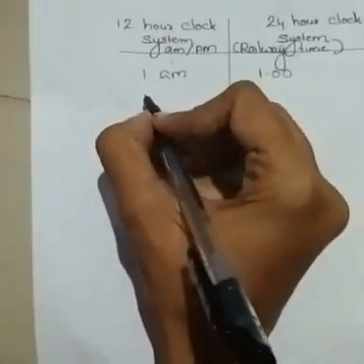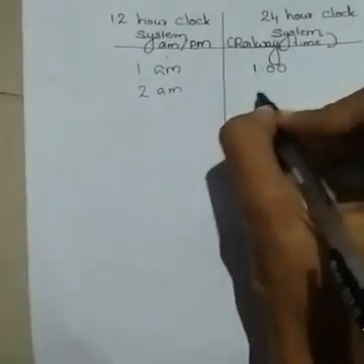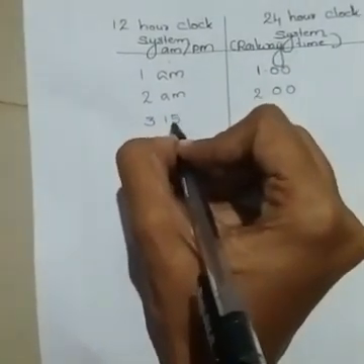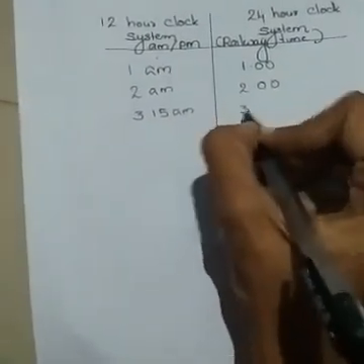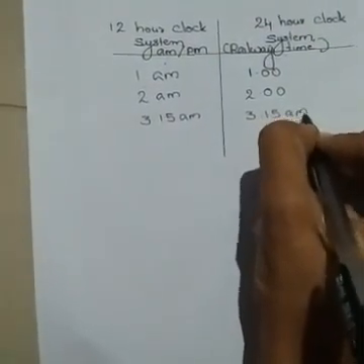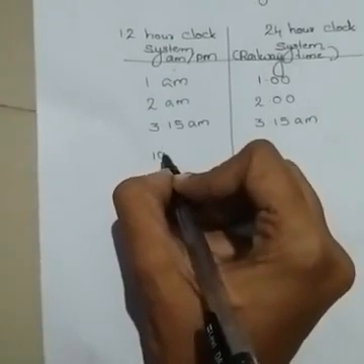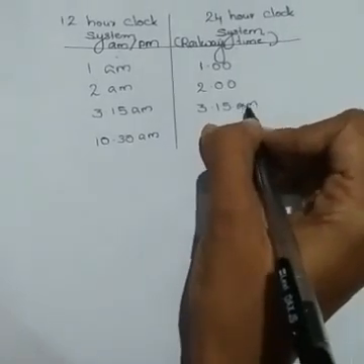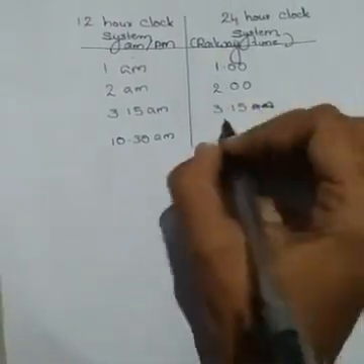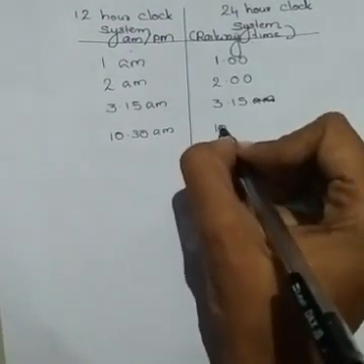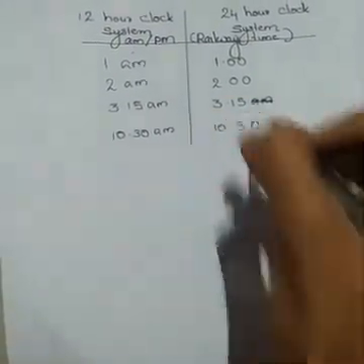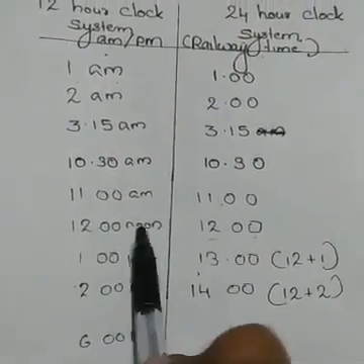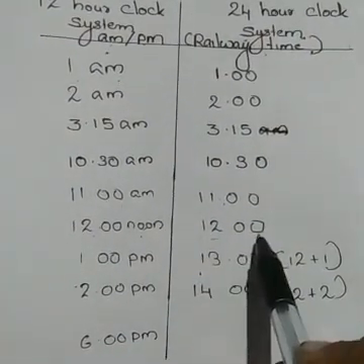Okay. 2 AM is 2. 3:15 AM is also 3:15. 10:30 AM is also equal to 10:30, there is no AM here. 11 AM is equal to 11. Then 12 noon is also equal to 12.